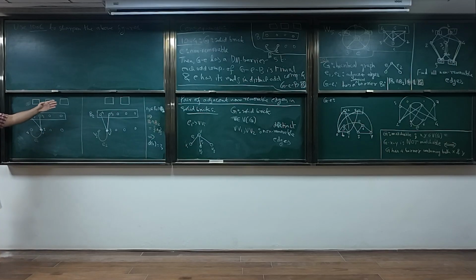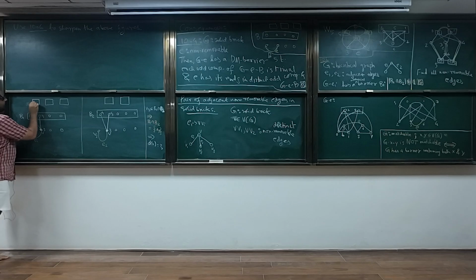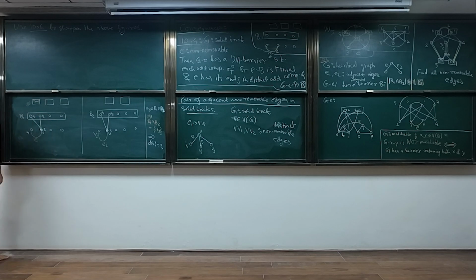Supposing there is an even component in one of these two drawings, then it will have an edge, X, Y. Now try to make progress from here.